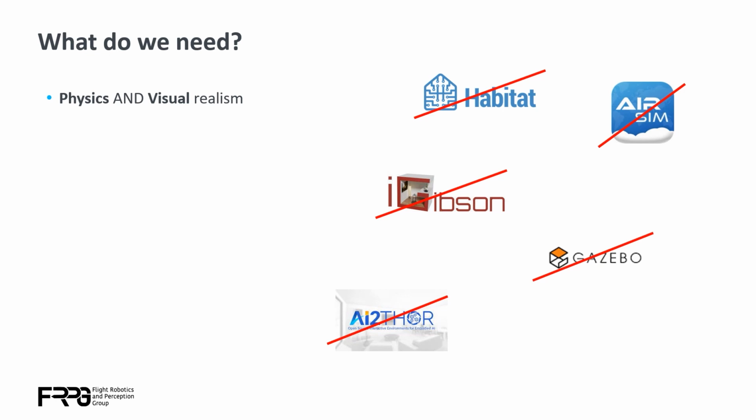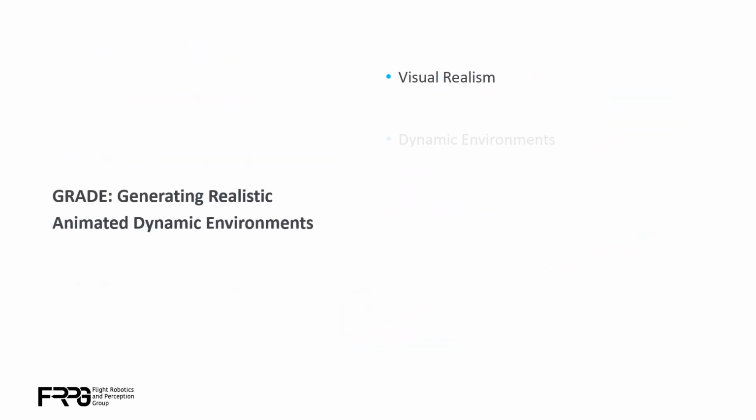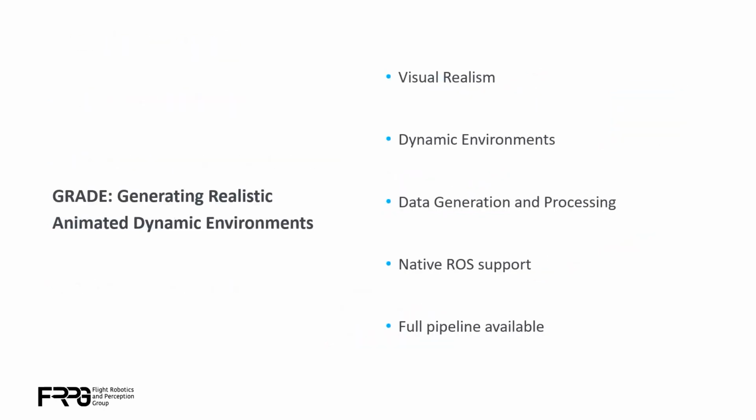The first is visual realism to reduce the sim-to-real gap. Second is the full controllability of the simulation to allow any kind of research customization and possibility of expansion. And then full ROS integration to have an easier way to deploy our code to robots. This, while having dynamic rigid and non-rigid objects in our worlds. From these four cornerstones, we developed GRADE, which is our system for generating realistic animated dynamic environments.